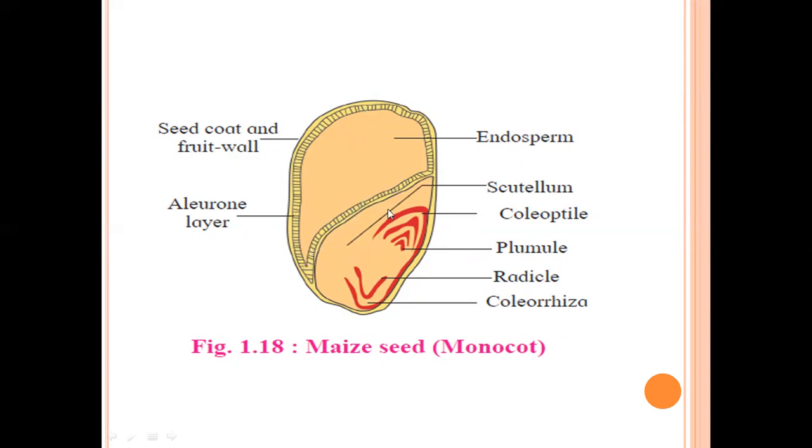The bigger portion is called the endosperm, while the lower portion is called the scutellum. After that, this is the plumule and this is the radicle. From the plumule, stem or shoot formation will take place, and from the radicle, root formation will take place. This radicle is covered by the coleorhiza, and this plumule is covered by the coleoptile. Covering of the plumule is called coleoptile, while the covering of the radicle is called coleorhiza. So like this, there is the structure of a maize seed.